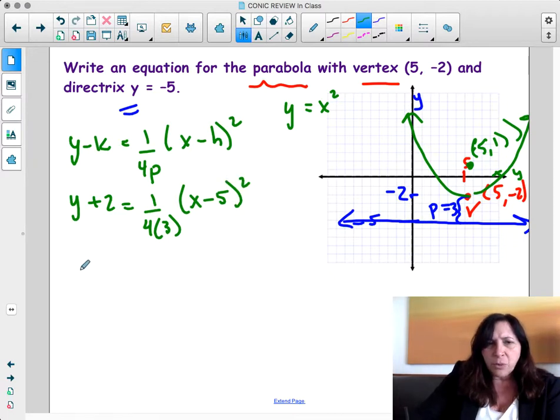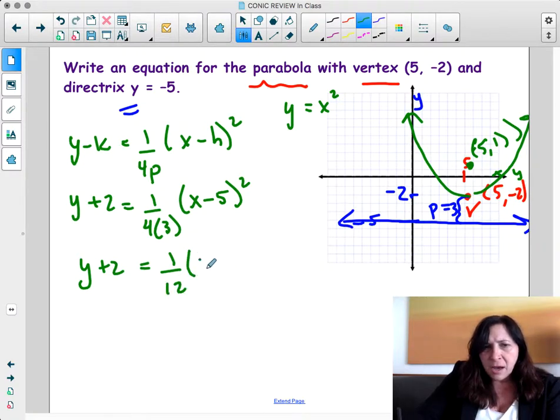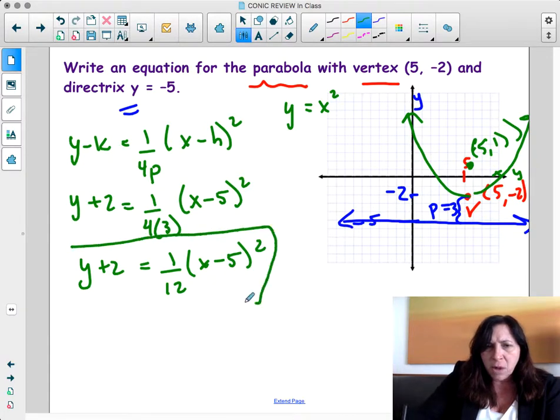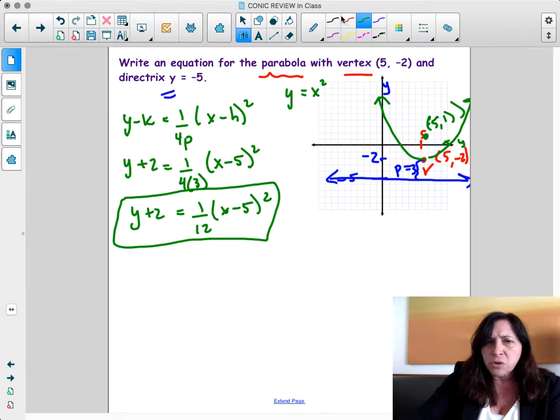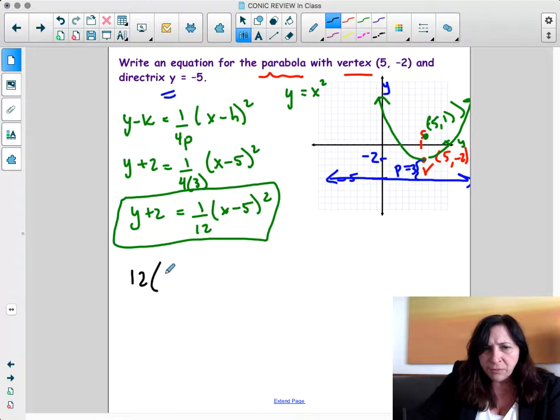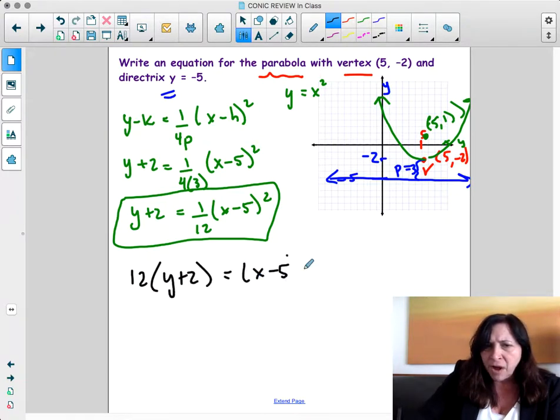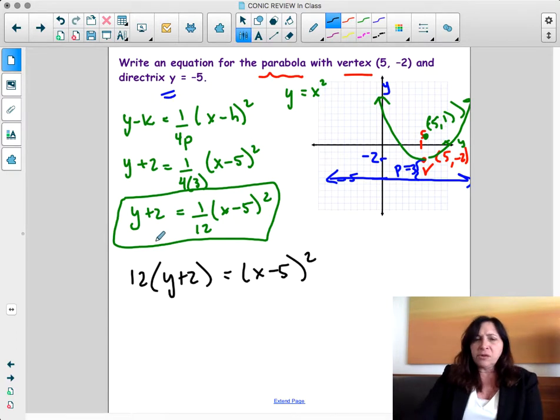So my final equation of my graph is going to be y plus 2 equals 1 over 12 times the quantity x minus 5 quantity squared. And so you are completely welcome to leave this equation like this. Just note that those of you who like the equation with the 12 over here, you also can write it like this: 12 times the quantity y plus 2 is equal to x minus 5 quantity squared. Either one is completely fine.